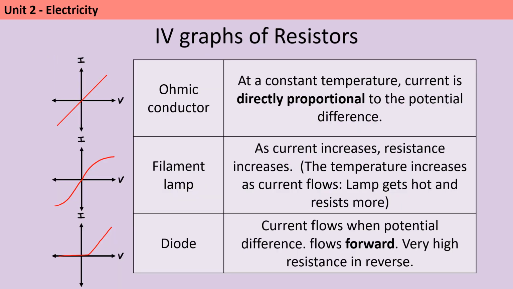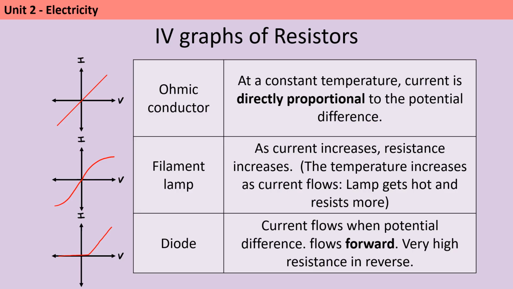So these are IV graphs. You've got the current on the y-axis and you've got potential difference on the x-axis. In other words, we're changing potential difference and seeing what happens to the current. So for an ohmic conductor like a wire at constant temperature or the resistor that I had on the previous slide, as we increase the potential difference, we increase the current, and this happens in a linear fashion. In fact, this graph is directly proportional, which means it's a straight line graph and it goes through the origin, 0, 0. In other words, if I double the potential difference, I double the current.